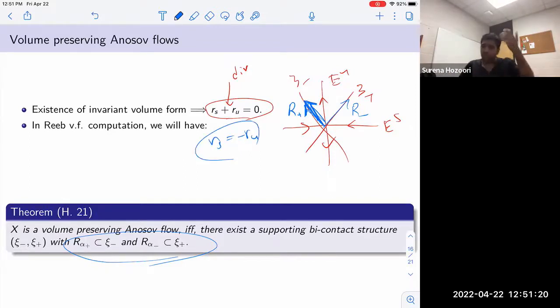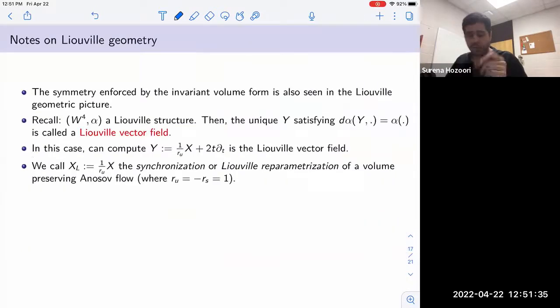And it would be nice to see this symmetry in the previous picture that I discussed, the Liouville geometric picture as well. How does this symmetry manifest itself in the picture of these Liouville pairs? We want to see the symmetry informed by this invariant volume form in the Liouville geometric picture.